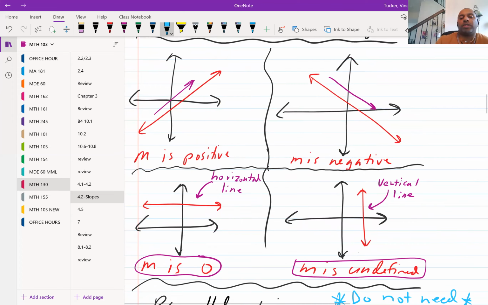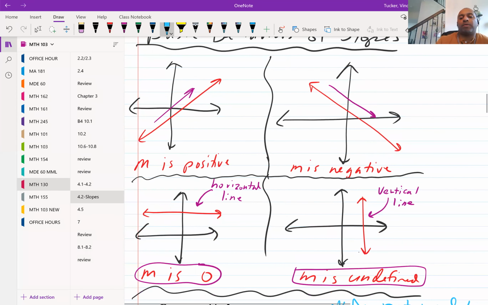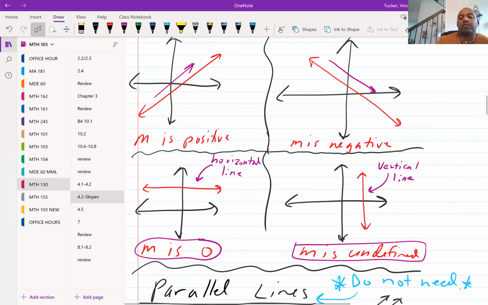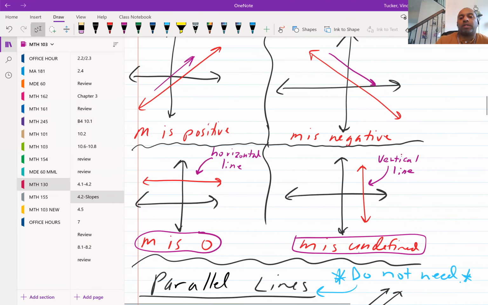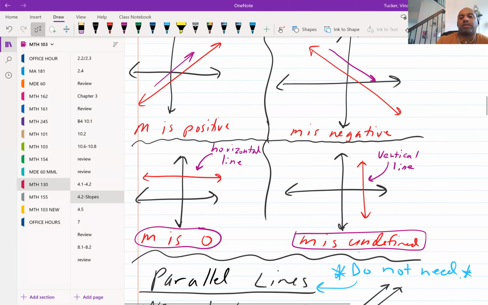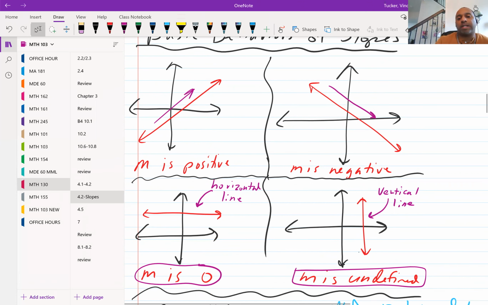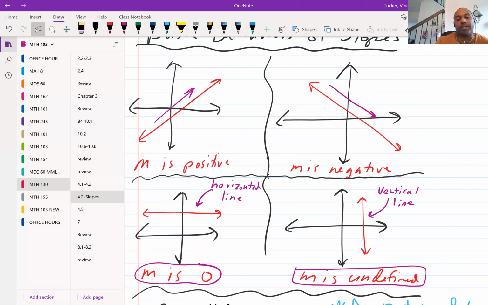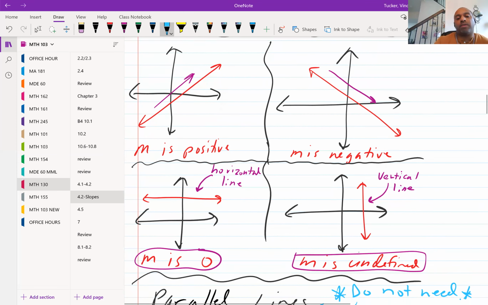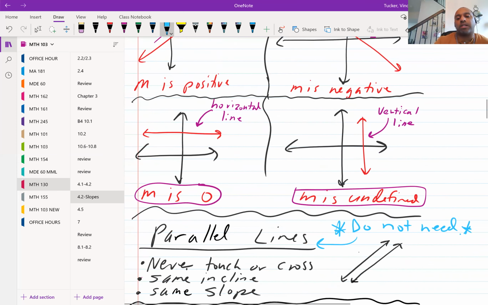Any questions on these 4 basic behaviors of your slopes before we go to the next thing? All right. Like I said, those don't involve any calculation. That's just you looking at your line and following it from left to right. If it's going up, your slope is positive. Now, what the actual number is, that's where the calculation will come into play. But going from left to right, if it's going down, your slope is negative. Horizontal lines, your slope is 0. Vertical lines, your slope is undefined.